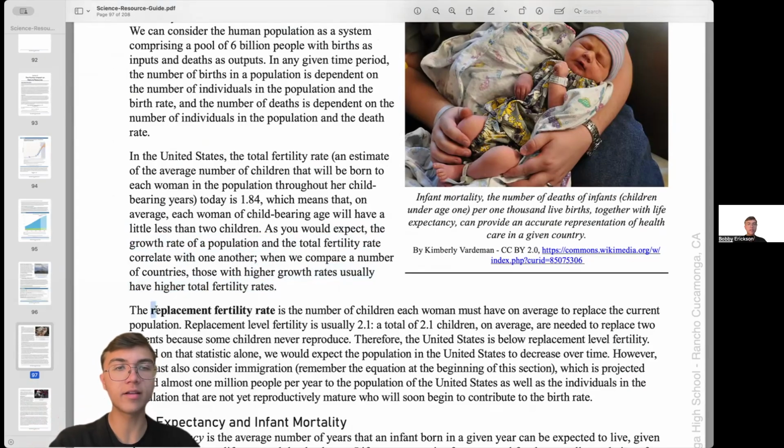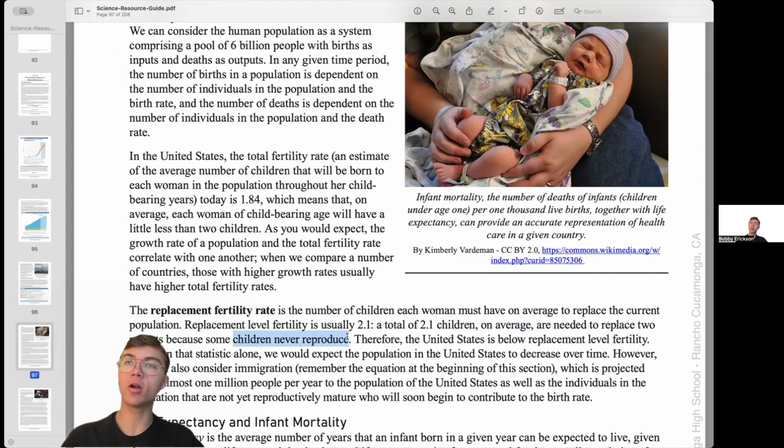So then we're going to take a look at replacement fertility rate, which I was talking about earlier. Each woman must, on average, have about 2, or 2.1 in this case, children in order to replace two parents. Now, note, it needs to be 2.1 children because some children never reproduce. So we need some people to have 3 children, most people to have children. And so the United States, based on that, the population should be decreasing.